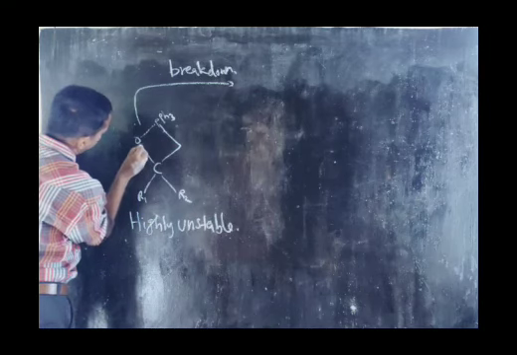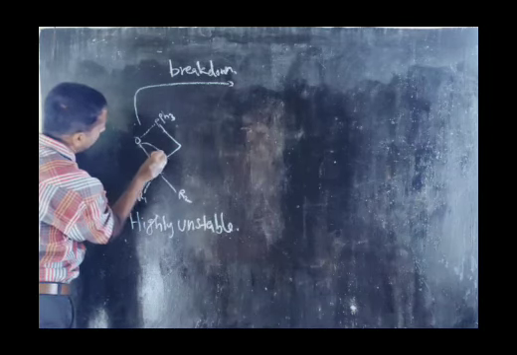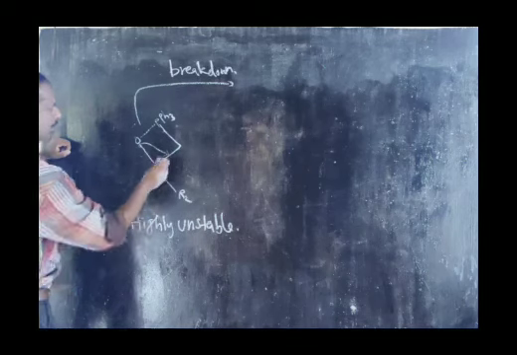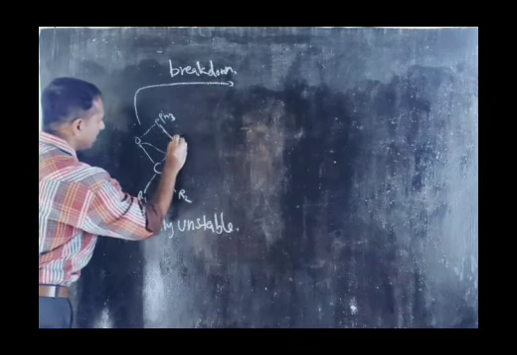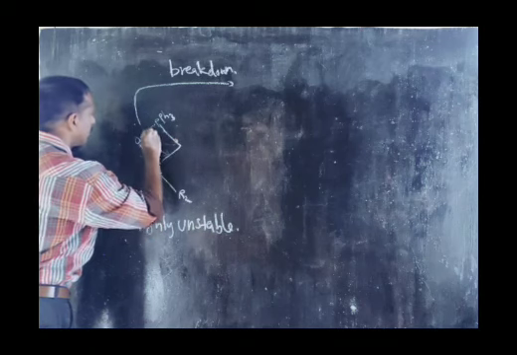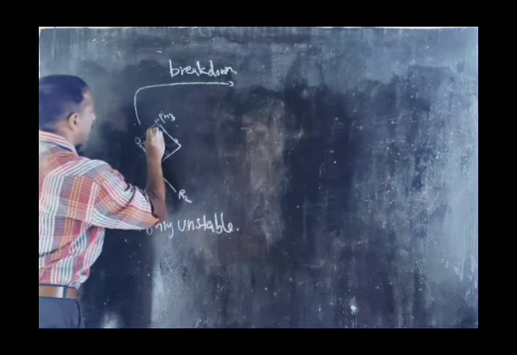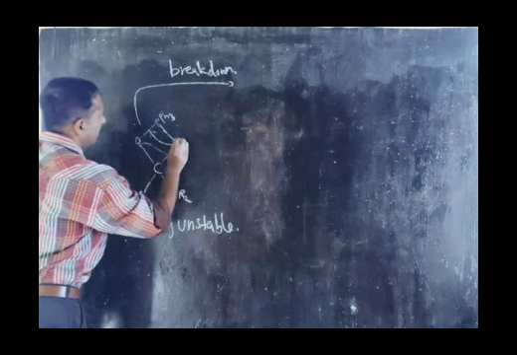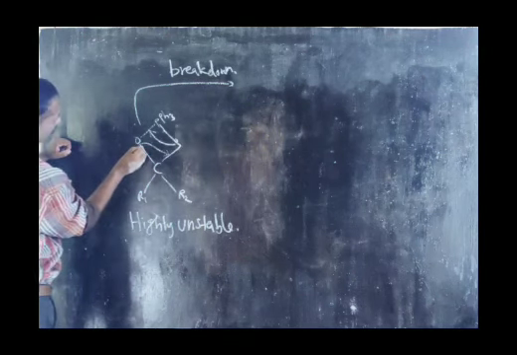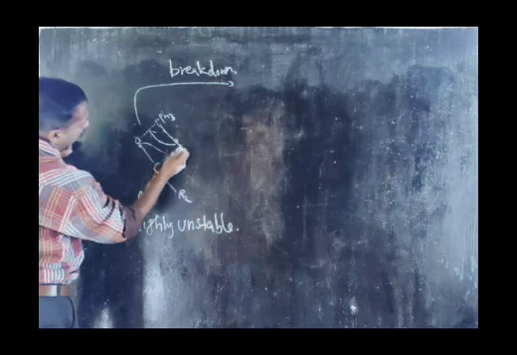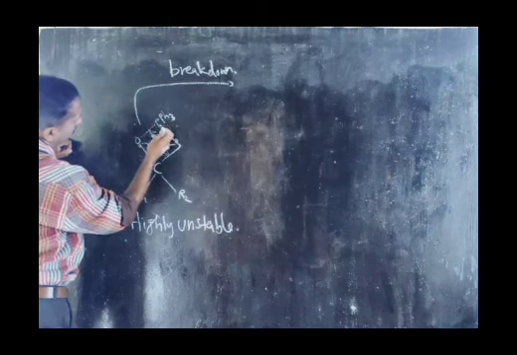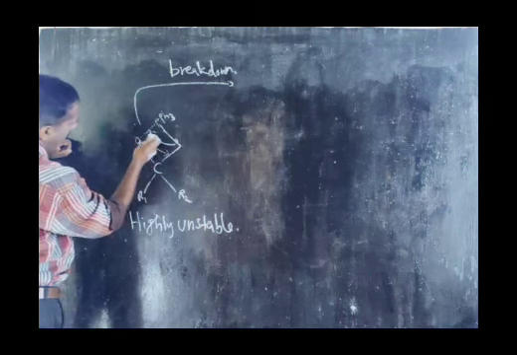This C–O bond breaks from oxygen and migrates to here. Simultaneously, this P–C bond breaks from this carbon and shifts to here. That means this C–O bond breaks from oxygen and shifts between these two carbons. Simultaneously, this P–C bond breaks from carbon and shifts to here.